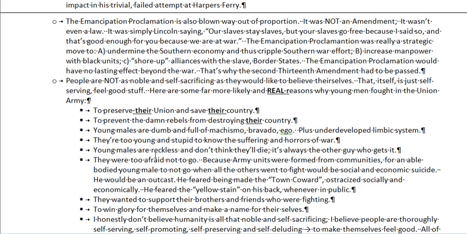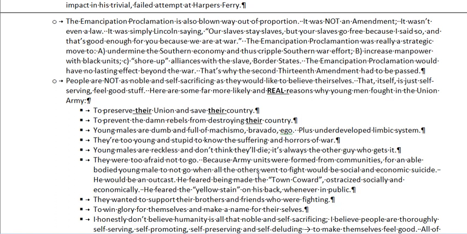Young males are reckless and don't think they'll die. It's always the other guy who gets it. Everyone thinks that, you know. They were too afraid not to go because army units were formed from communities. For an able-bodied young male not to go when all others were going to fight, right, would be social and economic suicide in that community.